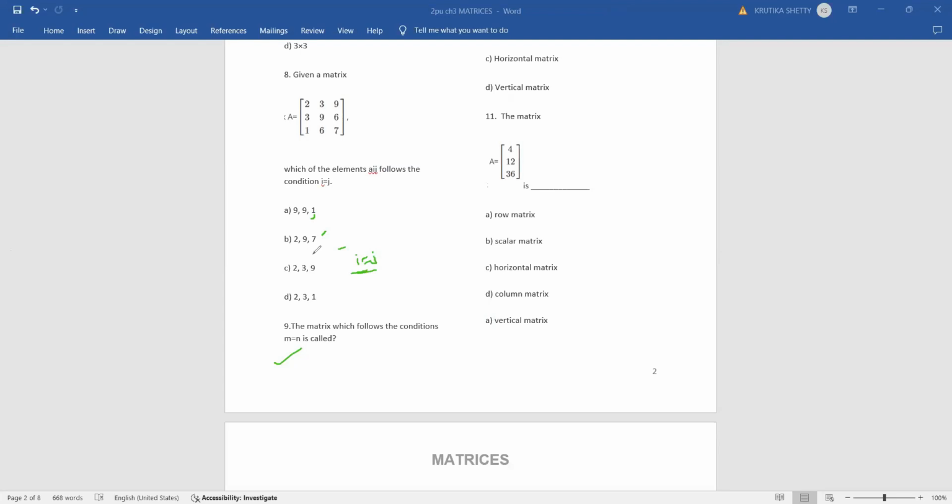So these were some of the objectives. Again, some objectives we will discuss. I will be sharing some more objectives.